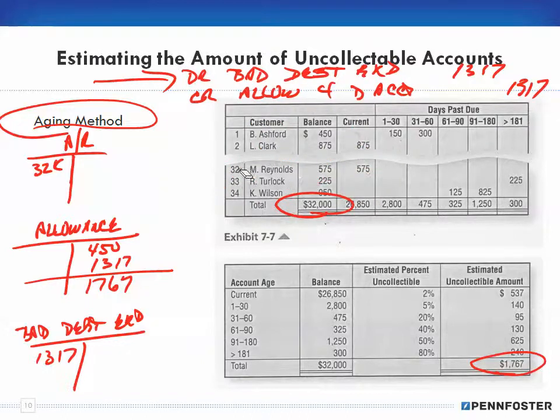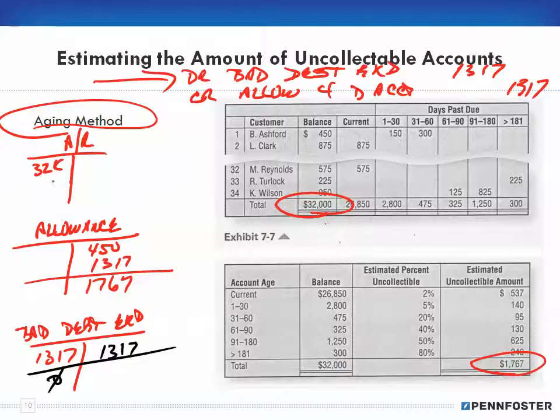Okay, so you've made that adjusting entry, and then again, you've created your financial statements, and now you have to make your closing entries. So you're going to write off this 1,317. So your bad debt expense is 0, and you're ready to start the new accounting period. Okay, you come to the next accounting period, and your accounts receivable is going to be different.